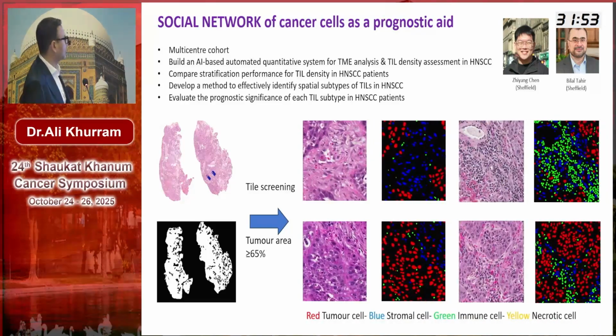So here's an example, whole slide image. You basically just delineate the area of interest on the slide, and here you can see that the models are picking up different types of cells automatically. So the red cells are the tumor cells, blue are the stromal cells, and the green ones are the immune cells. So every single cell is being automatically detected.